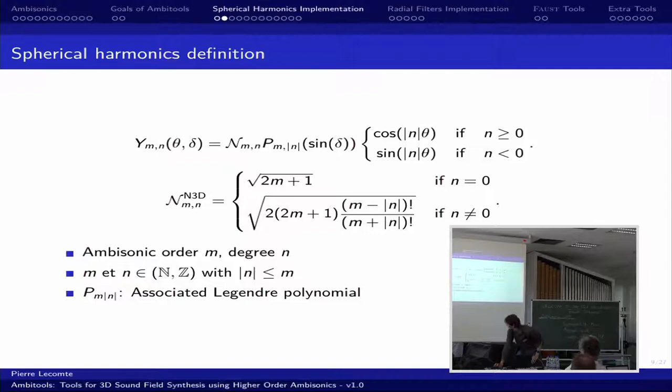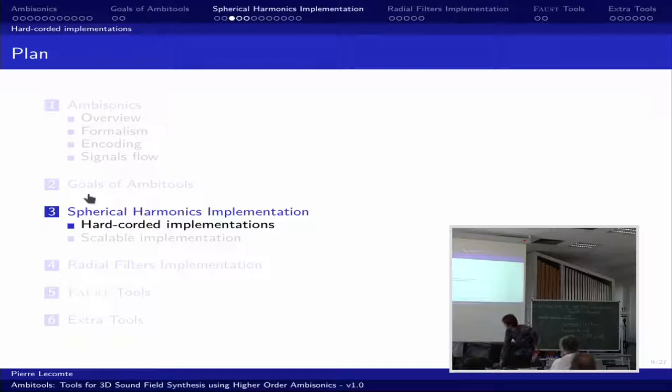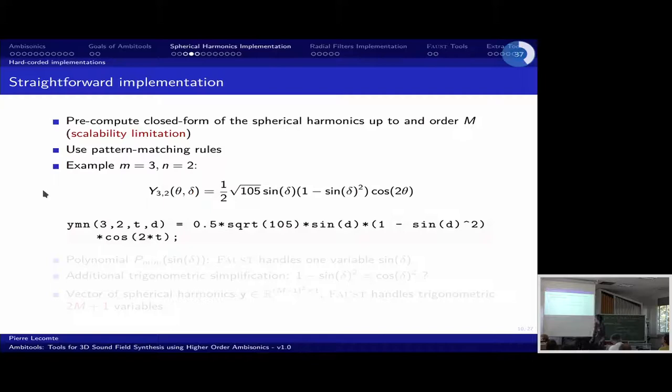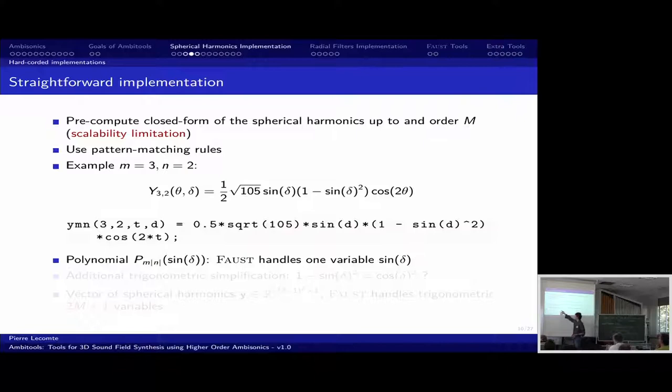First approach, let's do a hard-coded implementation. Why not? The idea is that I pre-compute all these functions, I have a family of functions, and then I just hard-code them in the library with pattern matching. But there is a scalability limitation, because if I don't compute up to infinity, I will have just a limited number of functions. For instance, if I compute the Y 3,2, I have these functions here. And then in Faust, I could use pattern matching and say, okay, when 3, 2, theta, delta equals the formula. The term involving the Legendre polynomials of sinus delta is a polynomial. So Faust is going to handle one variable, sinus delta, and then use it for polynomial operations.